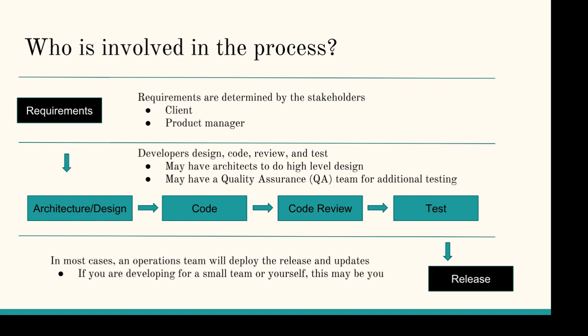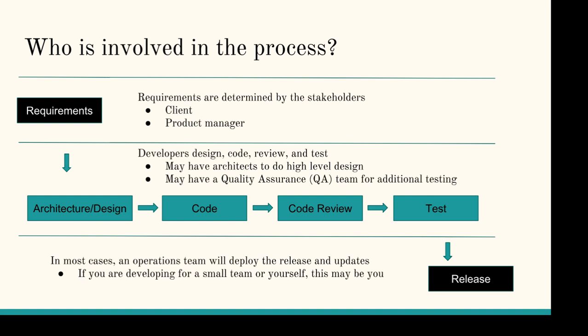So anyway, we get some requirements. Hopefully they're good requirements. If we start off with bad requirements, then we're already kind of doomed from the beginning. But assuming we get some good requirements, then some technical people, developers, designers, architects, will create an architecture or design for the solution based on the requirements. And then we have developers typically writing the code, reviewing each other's code, and testing the code. You may also have a quality assurance team, a QA team, involved as well. In big projects, you almost always do.